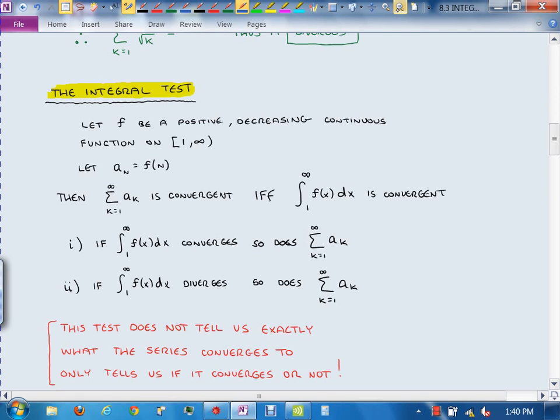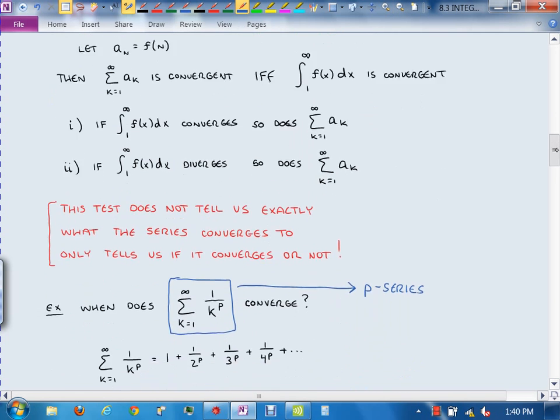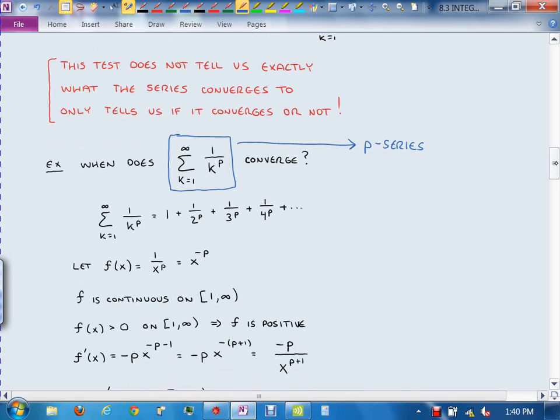All you have to do is make sure that it's a positive decreasing continuous function. That you have to do. Again, though, in the red here, I have an important note. This test does not tell us exactly what the series converges to, only tells us if it converges or not.